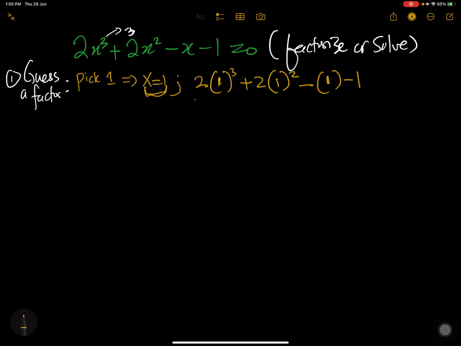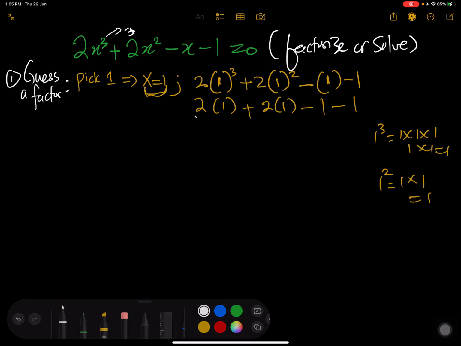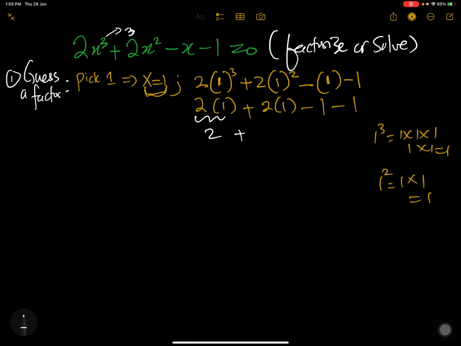And then this gives us 2 into 1, right? Because 1 cubed is the same as 1 times 1 times 1, which is 1. Plus, this is also 2 and 1, because 1 times 1 squared is equal to 1 times 1, which is 1. Minus 1 minus 1, right? Now, we're going to get what? 2 times 1 is 2. 2 times 1 is also 2. Minus 1 minus 1. This gives us 4 minus 1 minus 1. This gives us 3 minus 1, and it gives us 2.